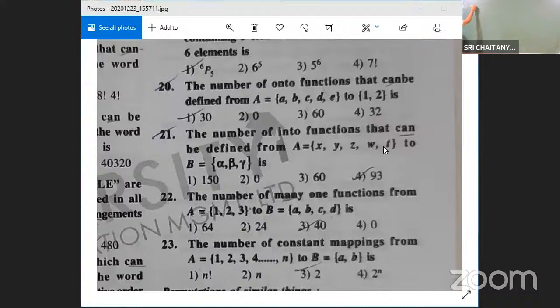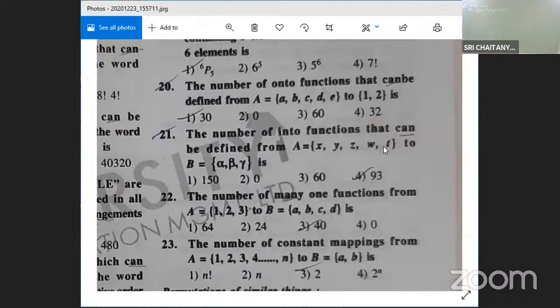The m value is equal to 6. Why? Because n of A is equal to 6 and n value is equal to 3, that is n of B equals alpha, beta, gamma. You use this formula: n to the power of m minus nc1 into n minus 1 to the power of m plus nc2 into n minus 2 to the power of m and so on. We are going to get the answer.